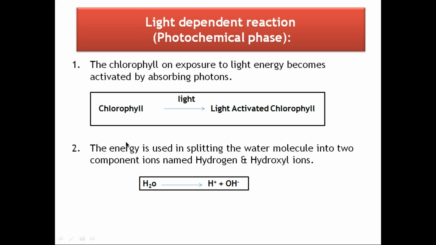Step 2. The energy is used in splitting the water molecule into two component ions, namely hydrogen H plus and hydroxyl ion OH minus. H2O gives rise to H plus plus OH minus. This reaction is known as photolysis, which means splitting by light. Photo means light, lysis means breaking. This was discovered by Robert Hill. Hence, it is called Hill's reaction.